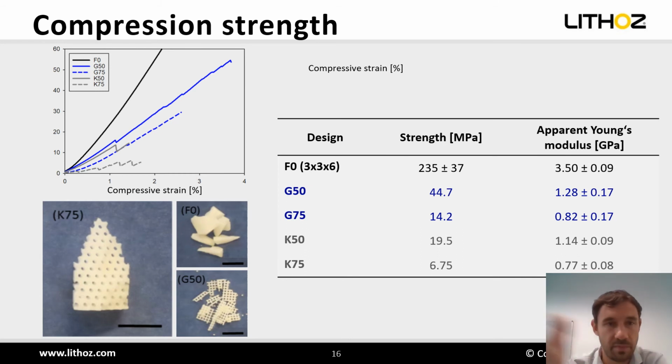Here is just some data on the experiments. So you can see here also some images of the fractured parts. For the Kagome type designs, you can see that the fracture was preferentially along the planes in this tilting angle of the lattice, and for the grid-like structure it was more randomized, which might have played a role in this difference of mechanical properties.